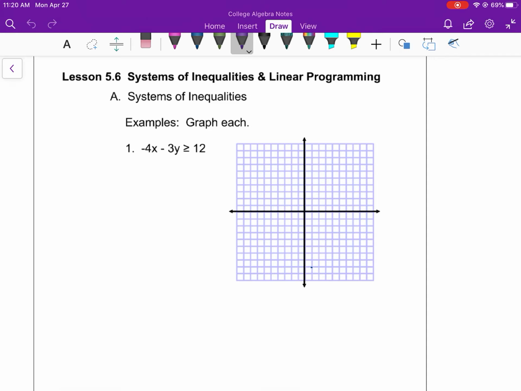What you're going to be doing is solving these for y first. So go ahead and get your coordinate plane ready to go. If you have graph paper, this assignment can be done on graph paper. In fact, that's what I recommend. All right, we're going to start by solving this for y.